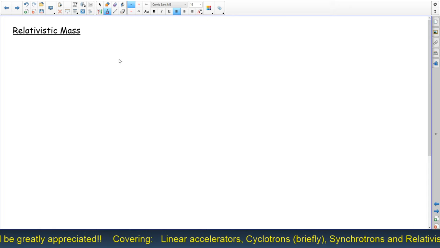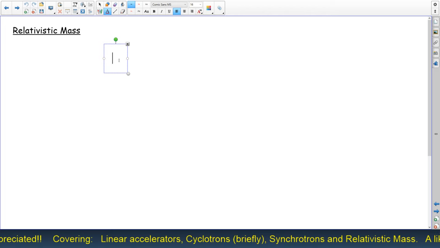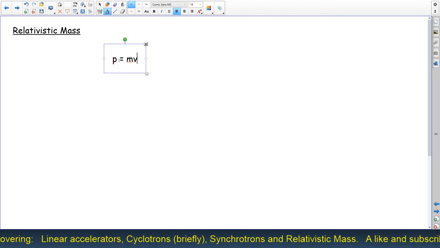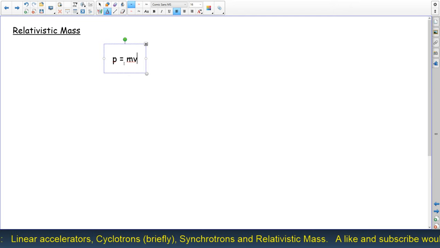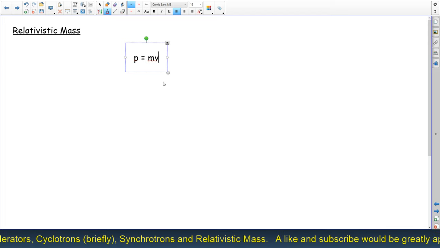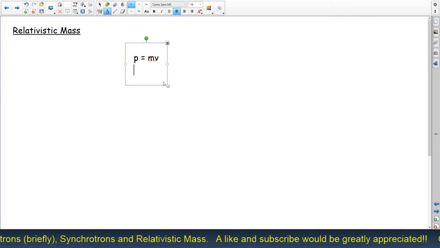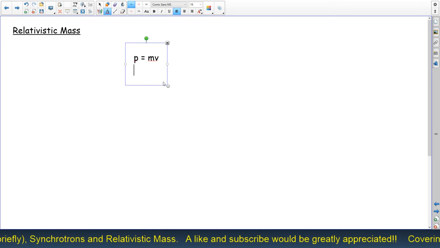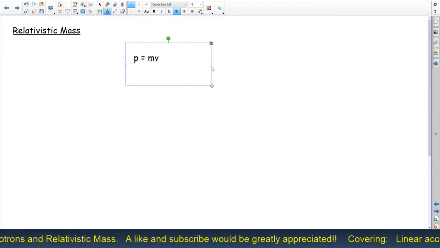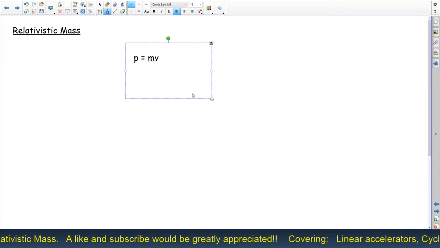So let's take ourselves back to round about third, fourth year, and we introduced this equation. And in this equation, P equals mv. Should be a nice, comfortable, memorable equation for us. That the momentum of an object is equal to its mass multiplied by its velocity. And it works really, really well. It's just a little bit unfortunate that it's wrong.